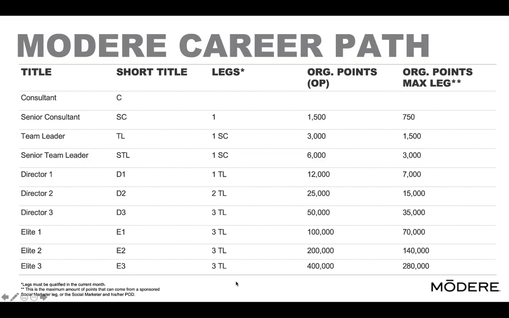Now, 3 team leader lines. What is a team leader? A team leader is only 3,000 in organizational points, and they can count 1,500 from their biggest team. The point that I'm trying to illustrate is a team leader's a newer rank in the compensation plan. In fact, someone gets started as a consultant, it's really the second real rank, which is the team leader rank.